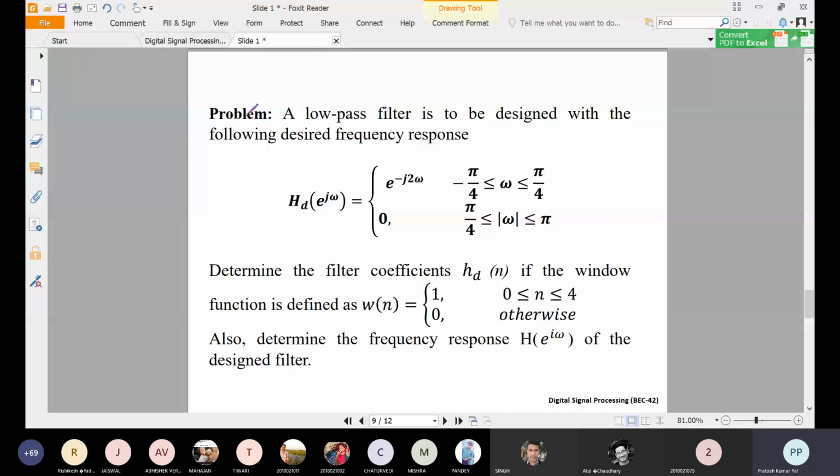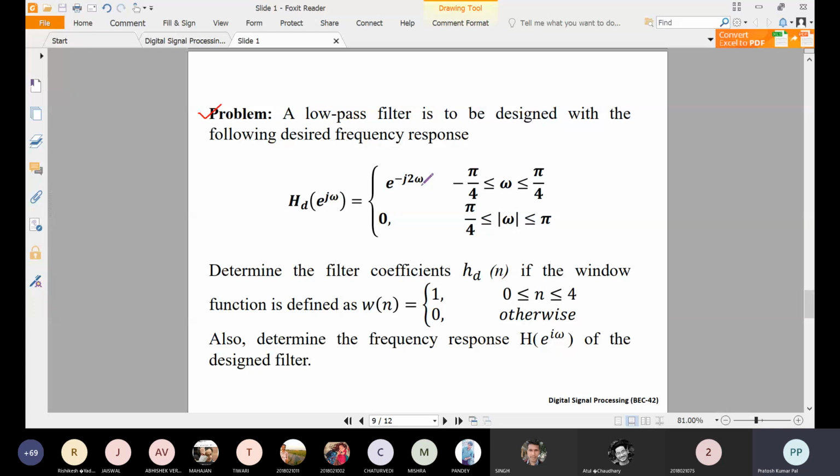So consider a question. A low pass filter is to be designed with the following desired frequency response. Suppose the desired frequency response of a filter is given by H_d(e^jω). This is the frequency response of a filter that needs to be designed using the windowing technique, and it should be an FIR filter. If we design a filter using the FIR windowing technique, that means that filter will be an FIR filter.